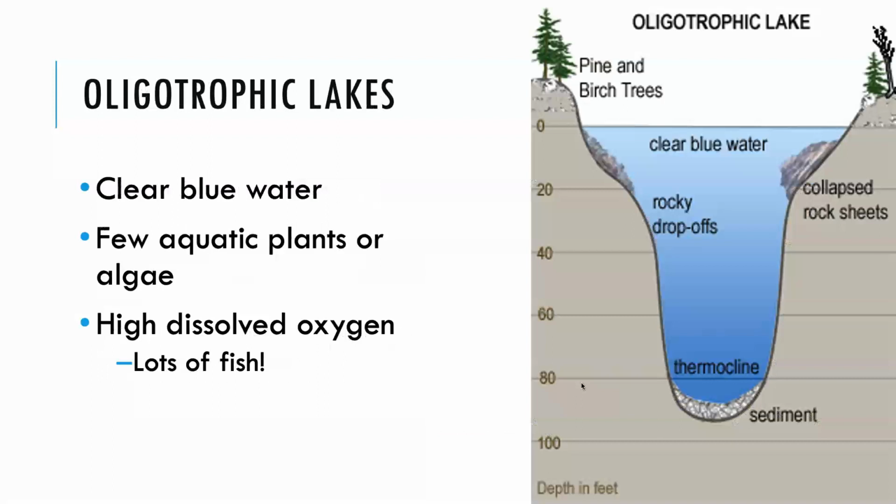And an oligotrophic lake will have clear blue water. It will have very few aquatic plants in it, which is why it's blue and not a greener, murkier color. These lakes tend to have very deep water with lots of fish in it because there's lots of dissolved oxygen for the fish to breathe through their gills. And this is a good, normal kind of lake.